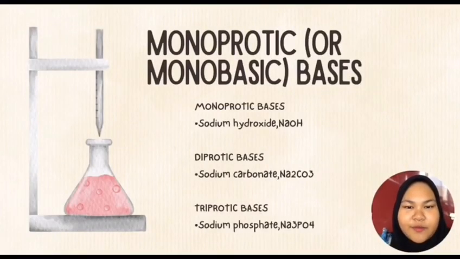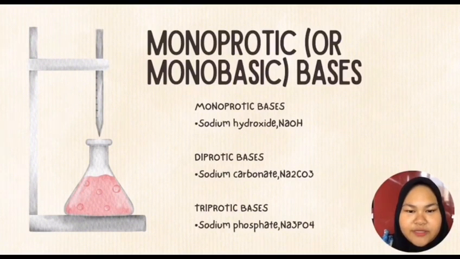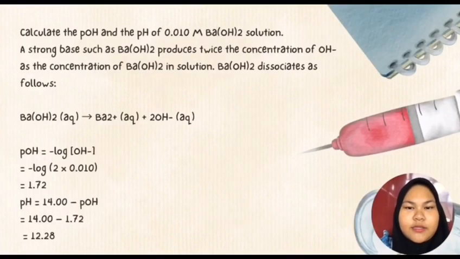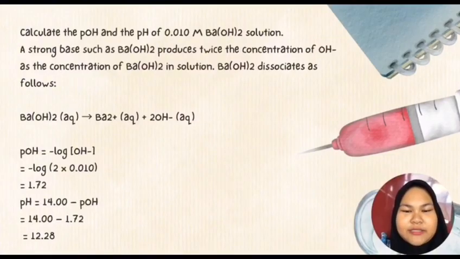Next, we have a monoprotic or monobasic base. Monoprotic base, we have a sodium hydroxide. Diprotic base, we have a sodium carbonate. And triprotic base, we have a sodium phosphate. Next, we have an example how to calculate pOH and pH. Step first, we need to calculate pOH, and second step, we need to calculate the pH. Value of pH is 14.